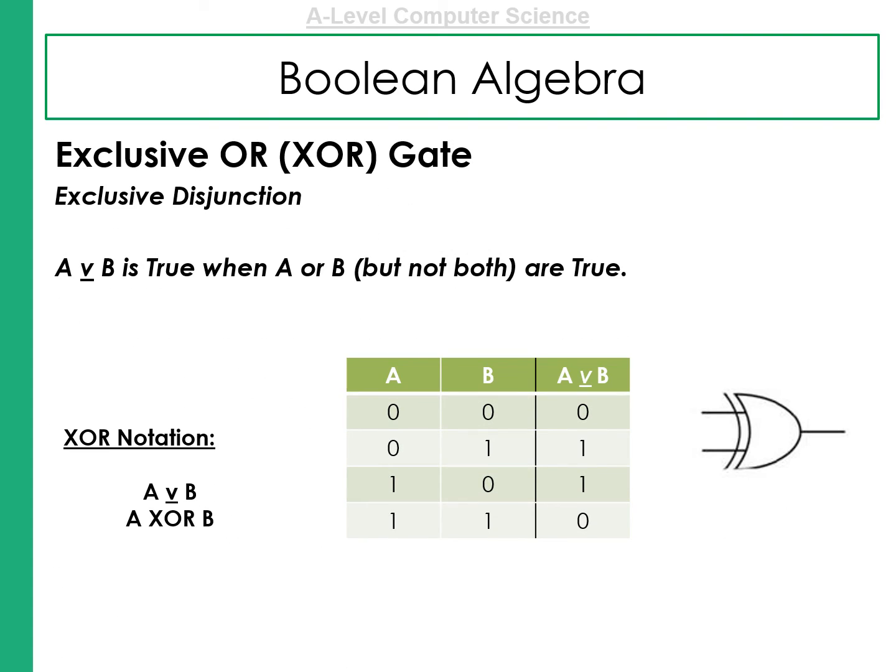We also have an exclusive OR, XOR gate. It's called exclusive disjunction. We represent this with the OR symbol but a line underneath it. We can also write XOR. Now you'll see this only works when one of the inputs is true. If both the inputs are true or both the inputs are false, it will give a false reading. And to represent this gate, we use the OR gate, but we put a line behind it as shown on the right hand side of the screen.